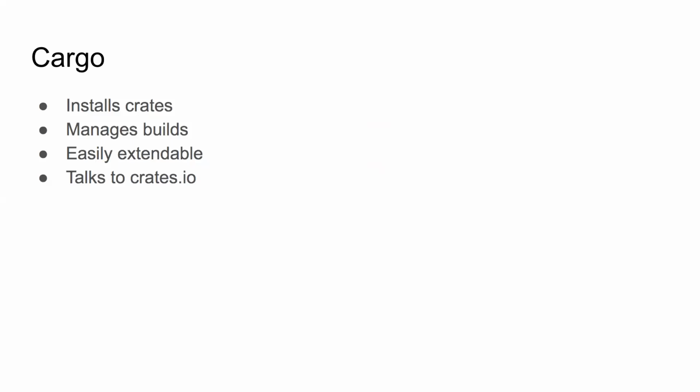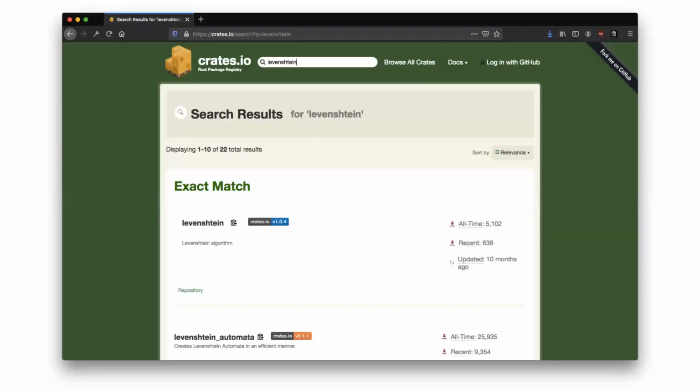Next up is Cargo. Cargo installs crates, it manages builds, and it's easily extendable. People push updates or extensions to Cargo into crates.io itself, and then you can use Cargo to install those extensions. As my co-presenter Chris showed at the Rust meetup in January, there's a bunch of WASM tooling that you can install directly from Cargo. Cargo is the build tool that ships with Rust.